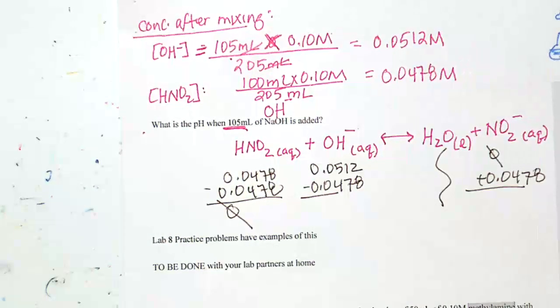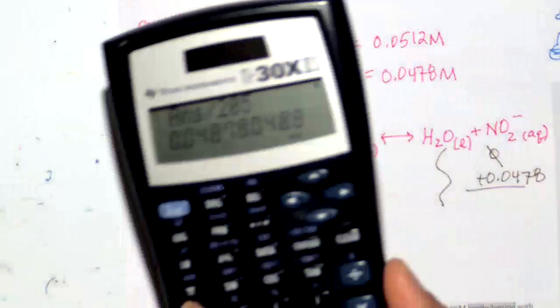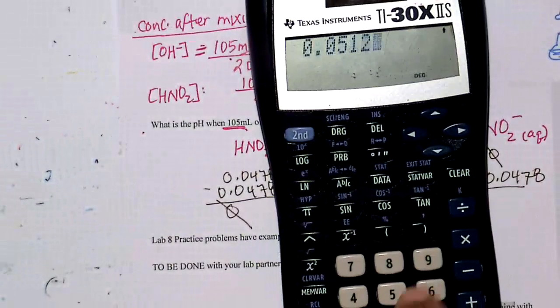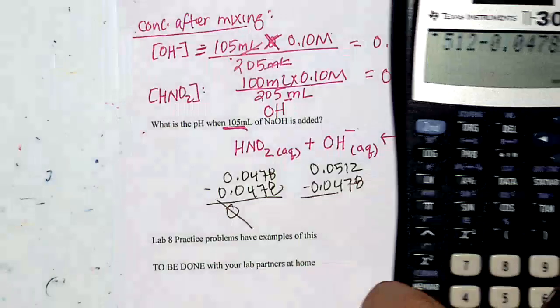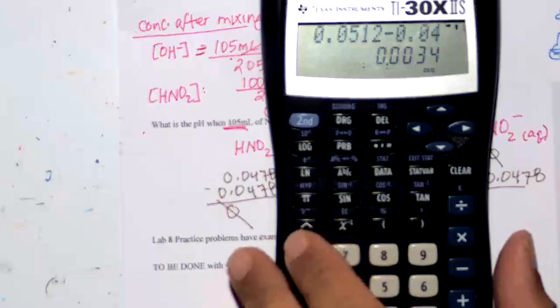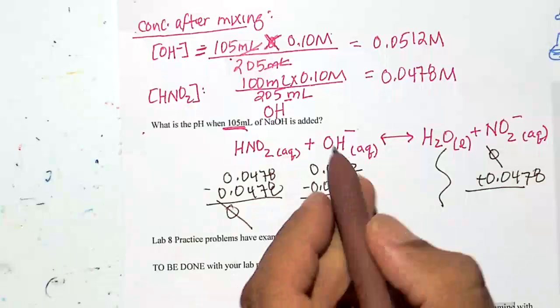Okay, so this strong base eats up all of that weak acid. What's 0.0512 minus 0.0478? 0.0512 minus 0.0478 is 0.0034. Okay, 0.0034 molar.